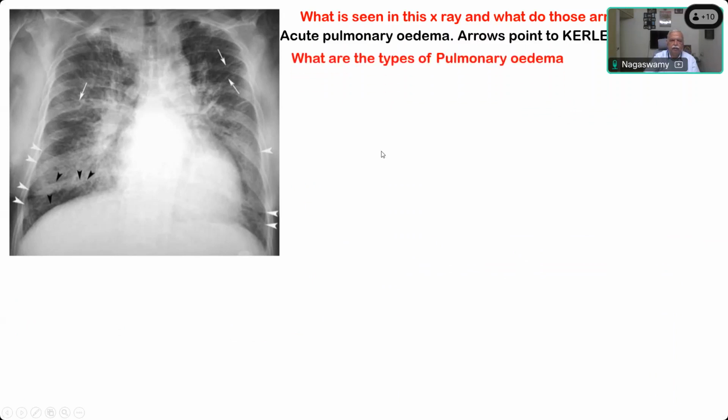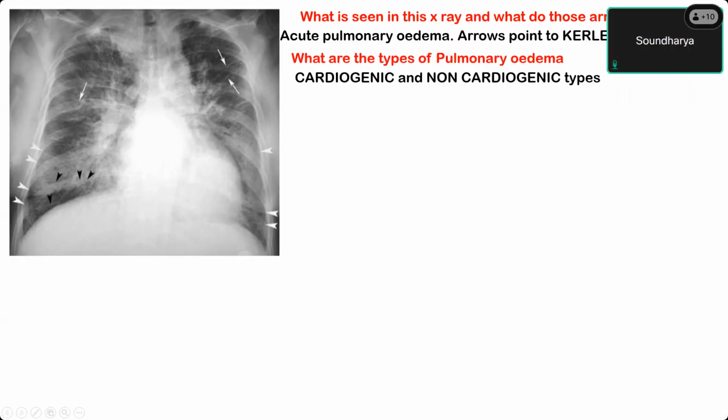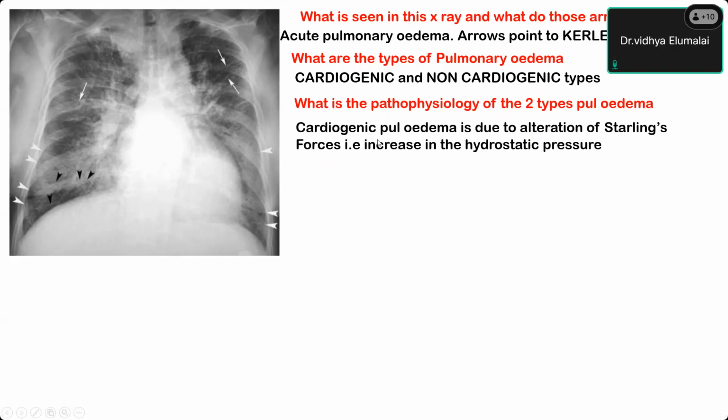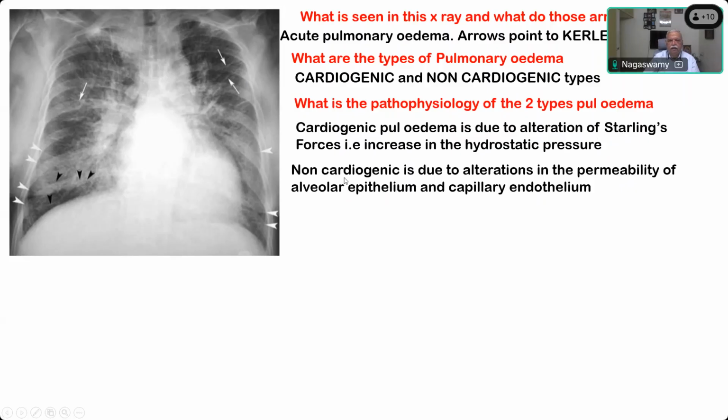What are the types of pulmonary edema? Cardiogenic and non-cardiogenic. What is the pathophysiology of the two types? In cardiogenic pulmonary edema, there is a back pressure from the heart. The primary pathology is in the heart, which is causing the pulmonary edema. Okay. Non-cardiogenic? It's a pulmonary cause. There are multiple causes, sir. So due to alteration in Starling's forces, increase in the hydrostatic pressure. Non-cardiogenic, it is due to alteration in the permeability of alveolar epithelium and capillary endothelium. This is the basic concept. Okay. Now, no need to say about the heart and all that.